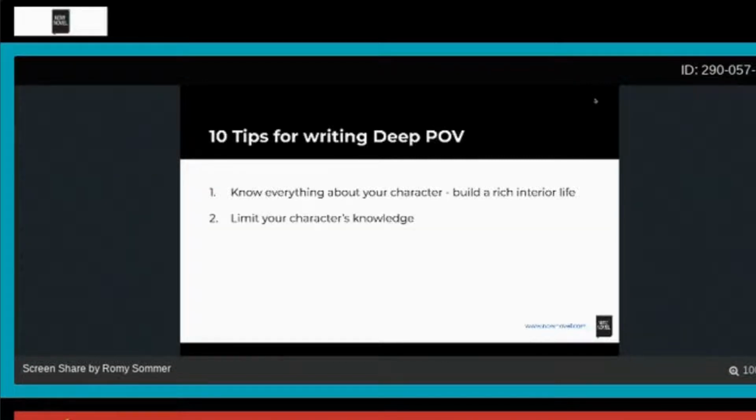Secondly, limit your character's knowledge. If you are inside your character's head, then you can only know, and the reader can only know, what your character knows. This is why sometimes if you have multiple POVs, you might let slip something in one character's point of view that another character doesn't know. So now there's a secret and the reader is in on the secret.